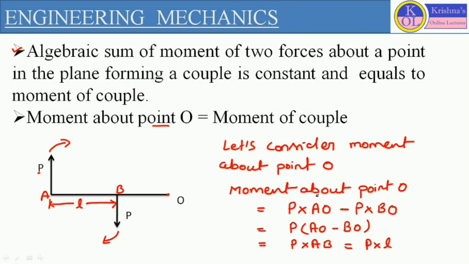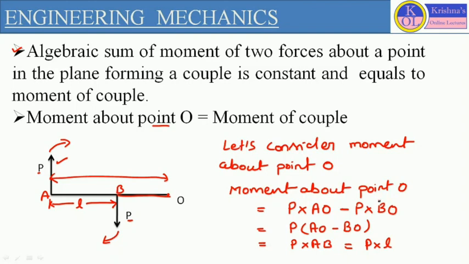So if we define the moment for each force about point O, or the resultant moment, we generally define it as the algebraic sum. For this particular force, the moment will be P into AO. About this particular point we are going to take the moment, so we take the perpendicular distance. So P into AO. And for this particular force P, which is acting in the downward or opposite direction, the moment will be P into the perpendicular distance BO, this distance.